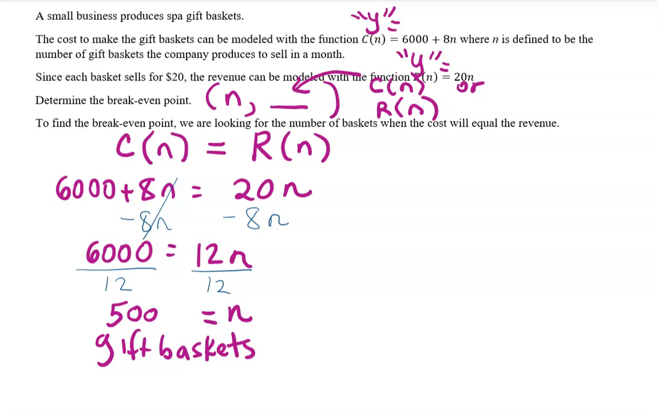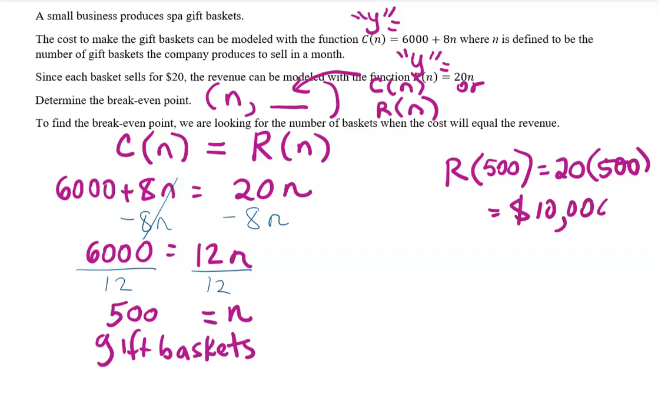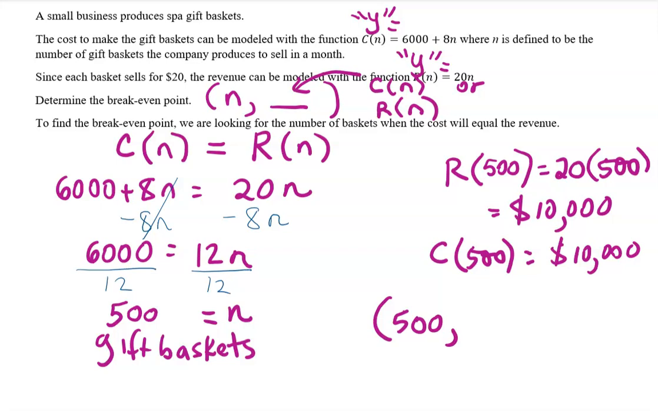As I'm looking at this, for me, it seems easier to sub in 500 into my revenue function. So I will do that. 20 times 500 gives me $10,000. So if I plug the 500 into the cost function, I should also get $10,000. So you can try that out if you wish. So the solution to my system would be 500 gift baskets where the cost and revenue are each $10,000.